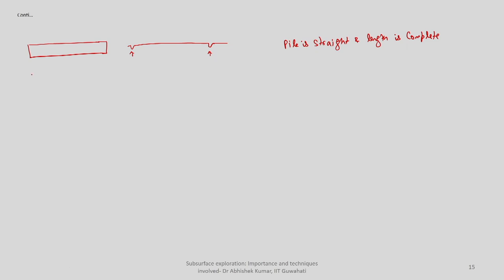Now, when there is a reduction in the length of the pile cast in situ in comparison to this, what will happen? You will get something which is earlier than that, like this. So, this is the reflected wave. So, the pile is straight, but smaller in length.